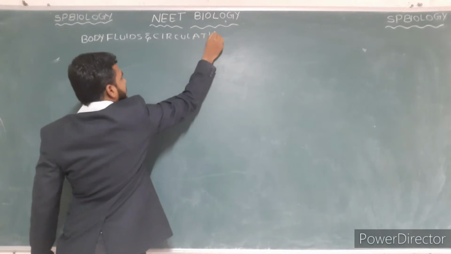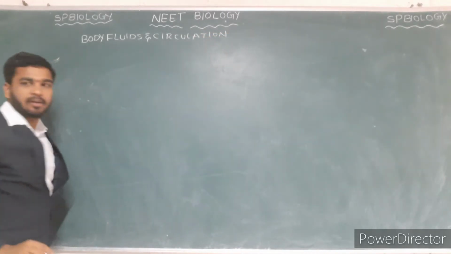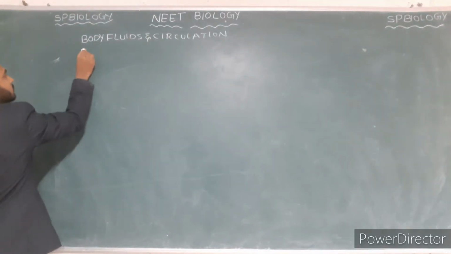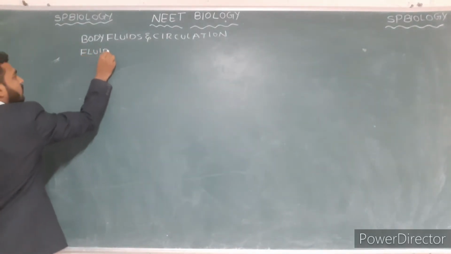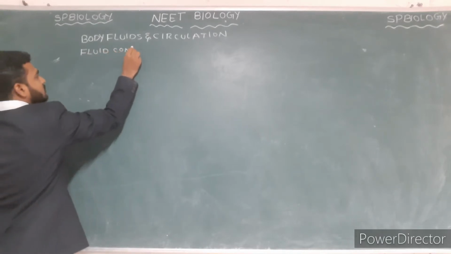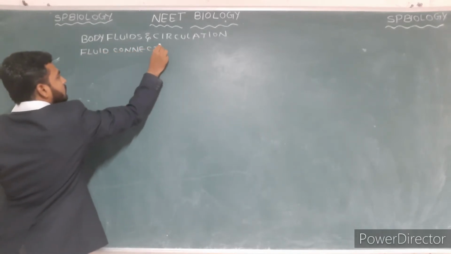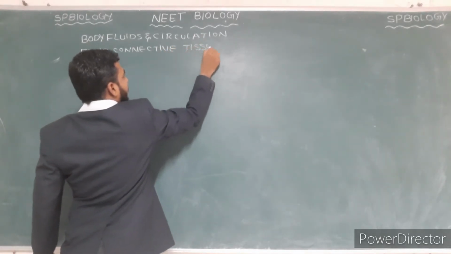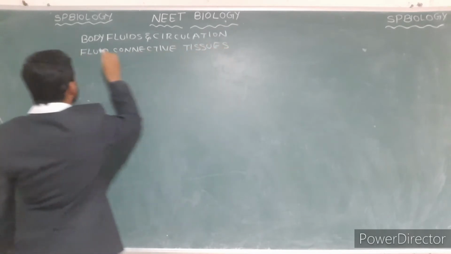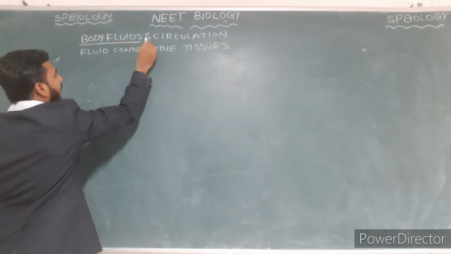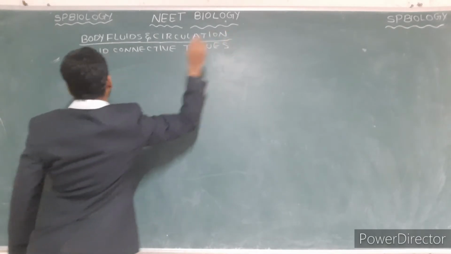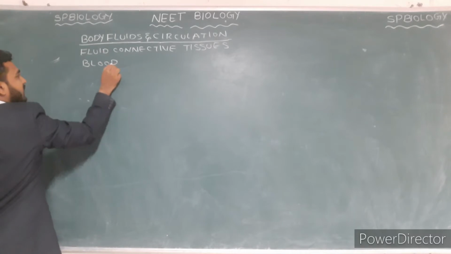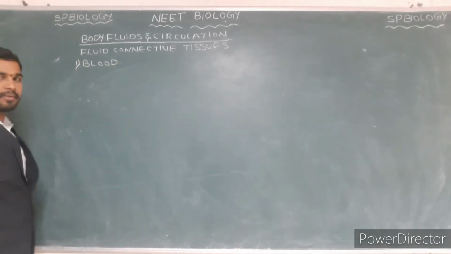In body fluids and circulation we are going to discuss mainly fluid connective tissues. Fluid connective tissues in our body are blood and lymph. First, we are going to discuss blood.